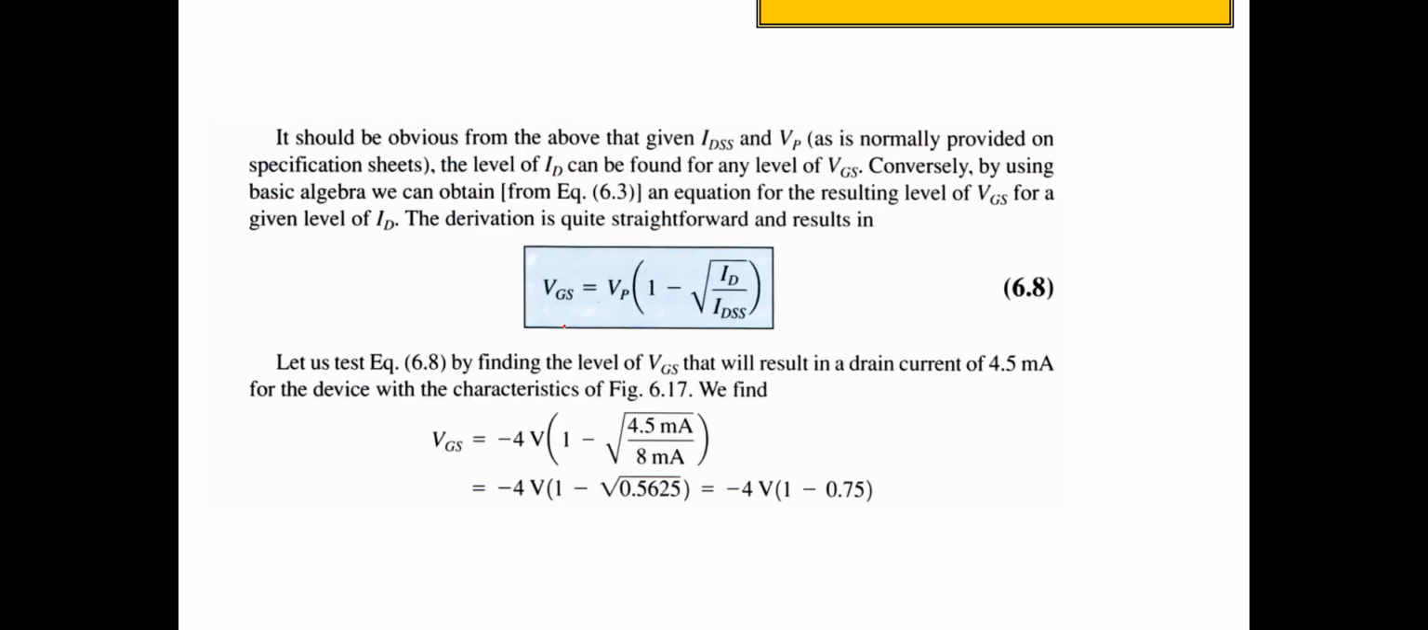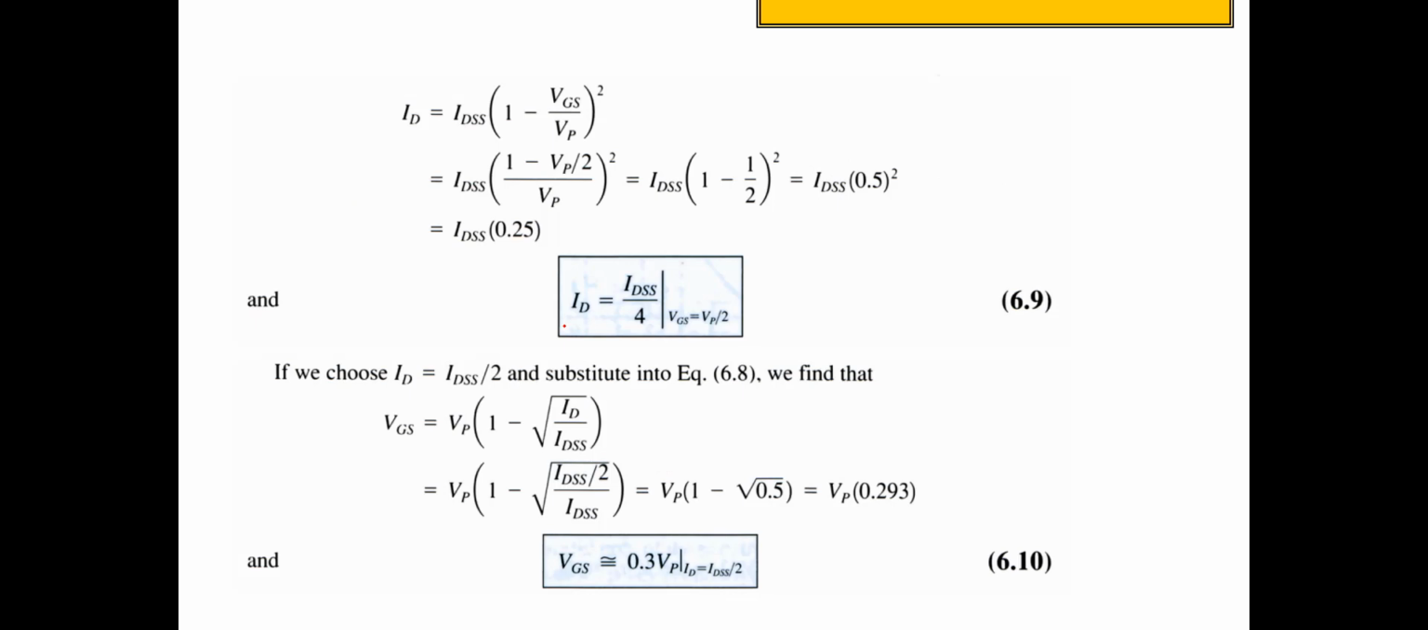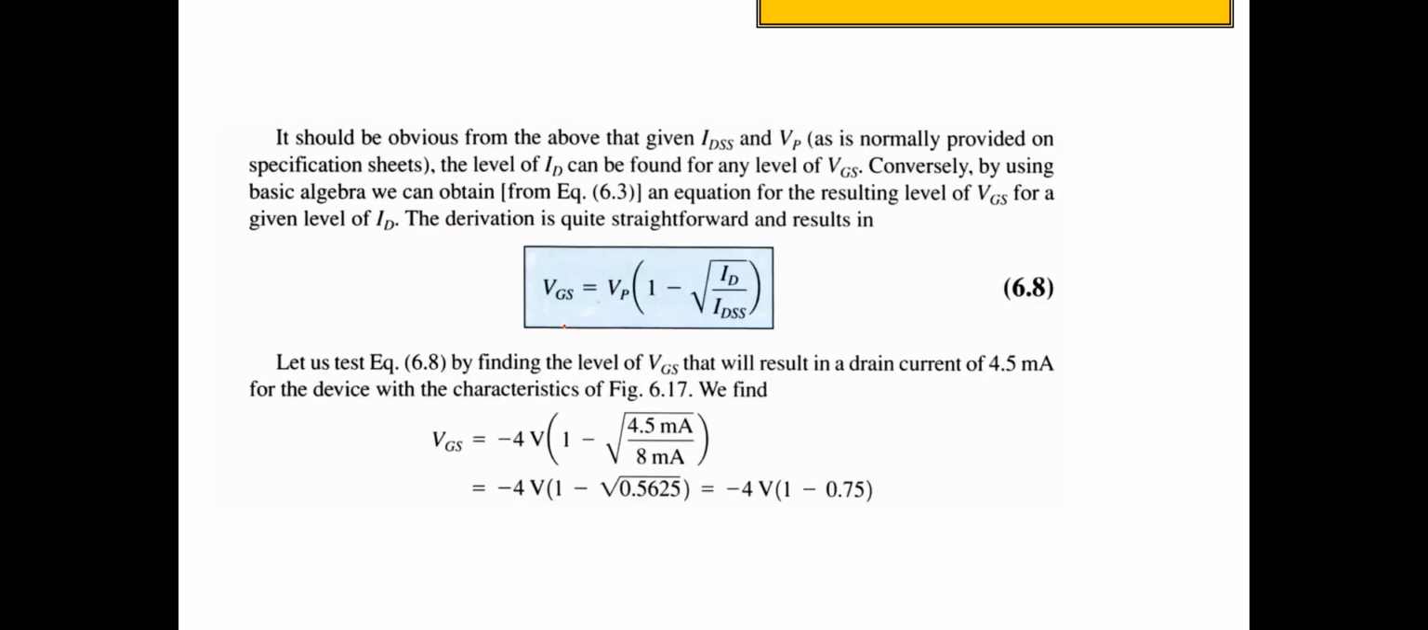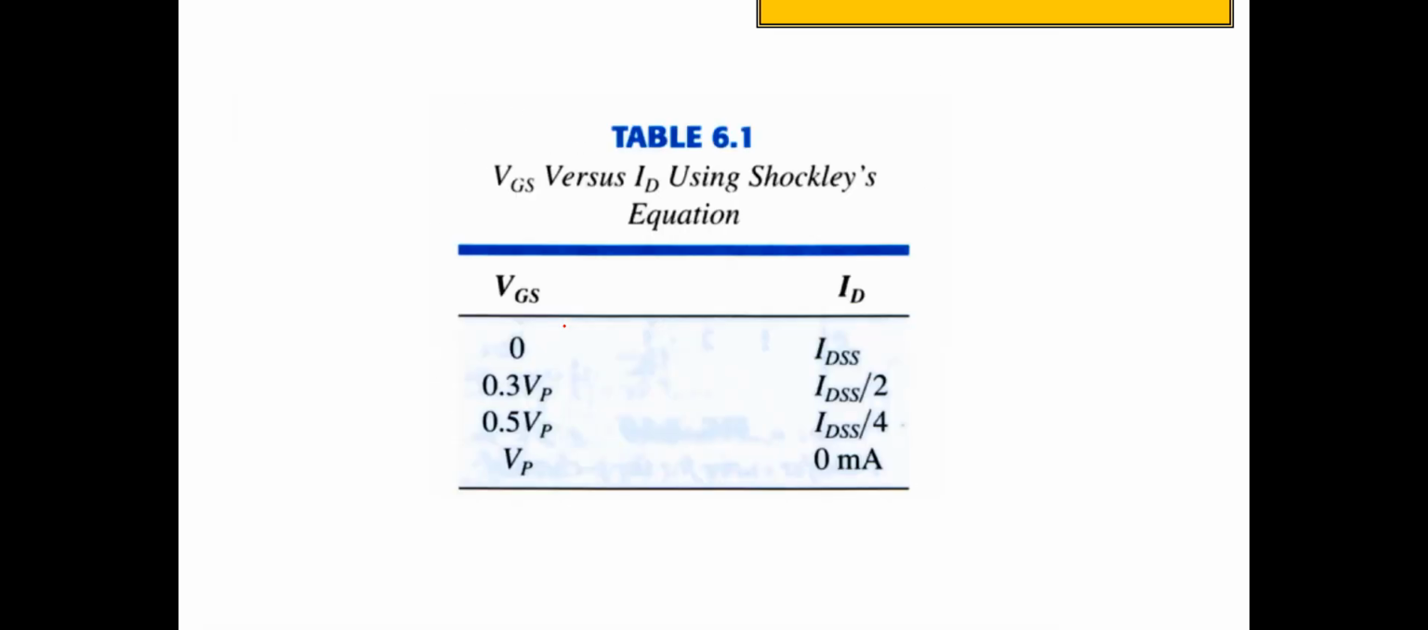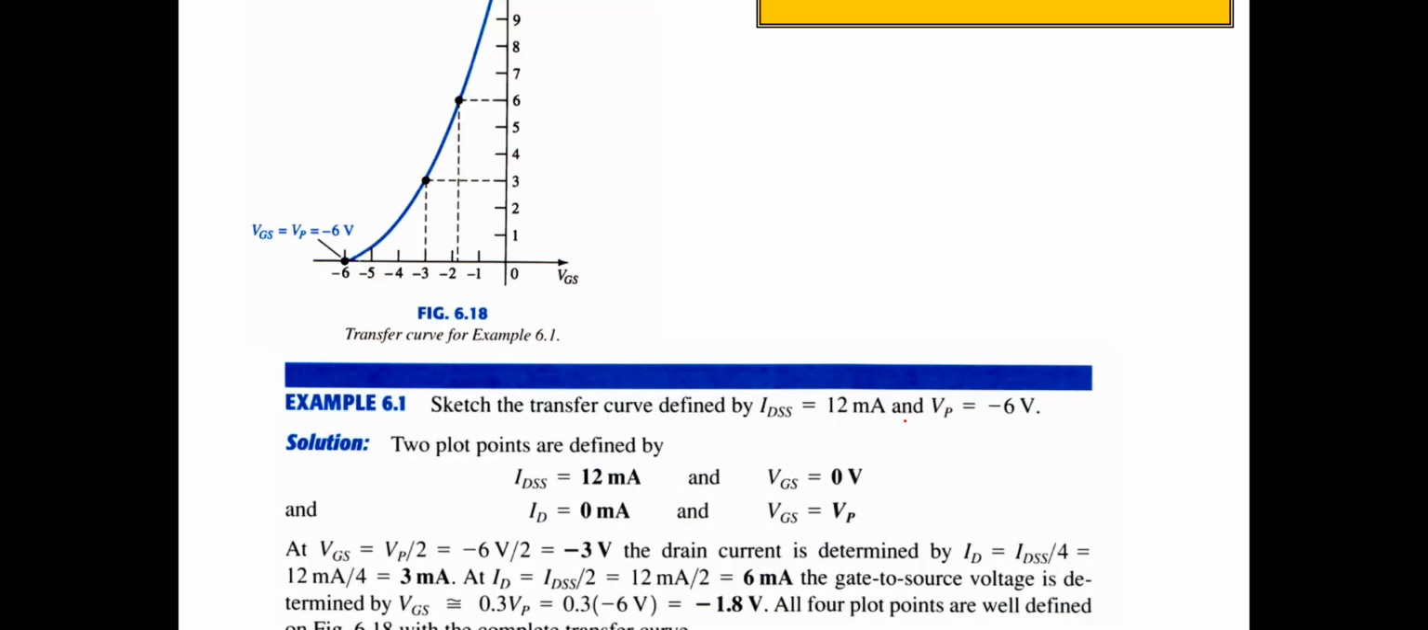You can see this mathematical equation, but I will jump to this summary. When VGS is equal to 0, ID is equal to IDSS. When VGS equals VP, ID is 0 milliampere. When VGS is 0.3 VP, ID is IDSS/2. And when VGS is 0.5 VP, ID is IDSS/4.